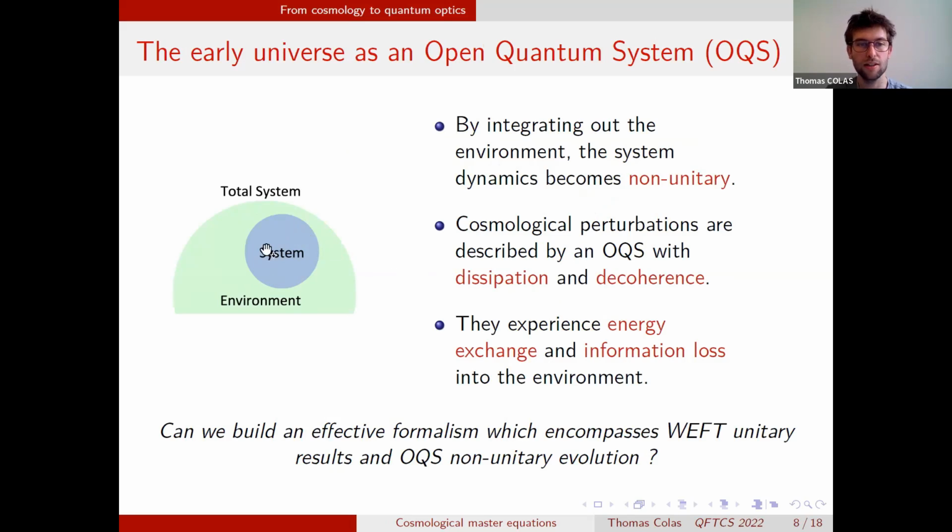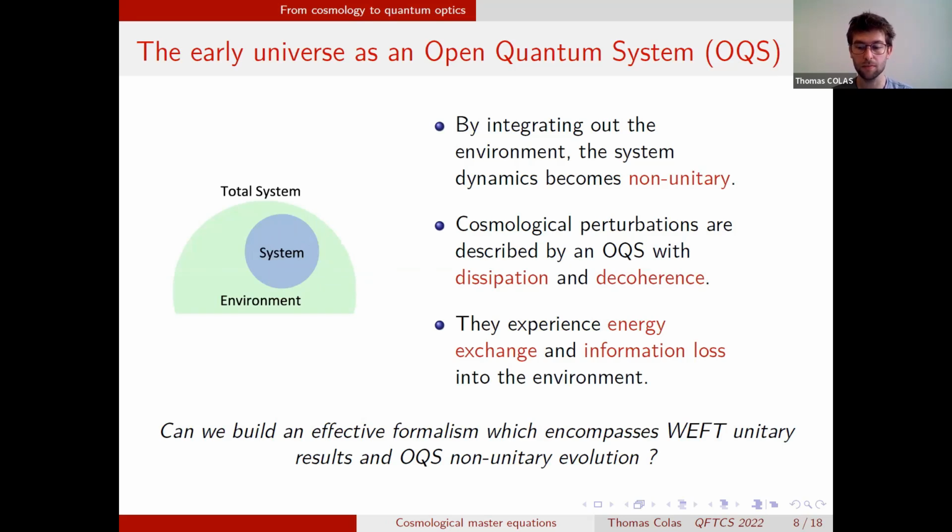The former is related to the energy exchange between the system and its environment, while the latter is due to the fact that when the system interacts with its environment, it gets entangled with it, which makes that some information is shared in a non-local form that can't be recovered by performing measurement on the system only. So what is our goal is to build an effective formalism which is able to encompass both the Wilsonian effective field theory results, but also the non-unitary dynamics from open quantum system theory.